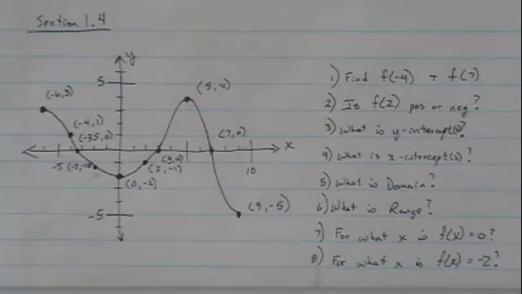For 5, what is the domain? 6, what is the range? And for 7, for what x value is f of x equal to 0? And the last question, for what x value is f of x equal to -2? So pause the video and go through and answer those 8 questions.